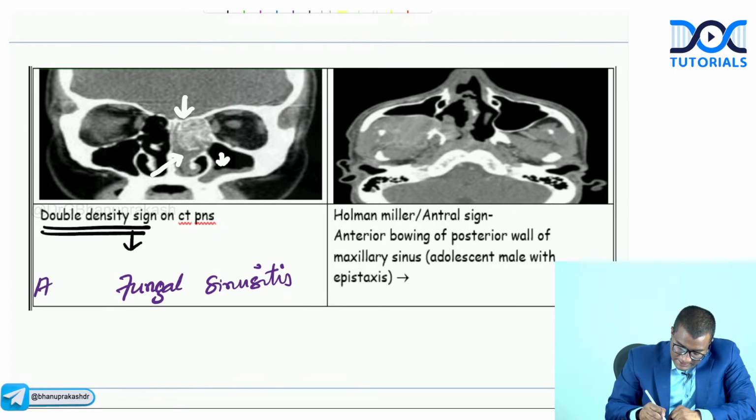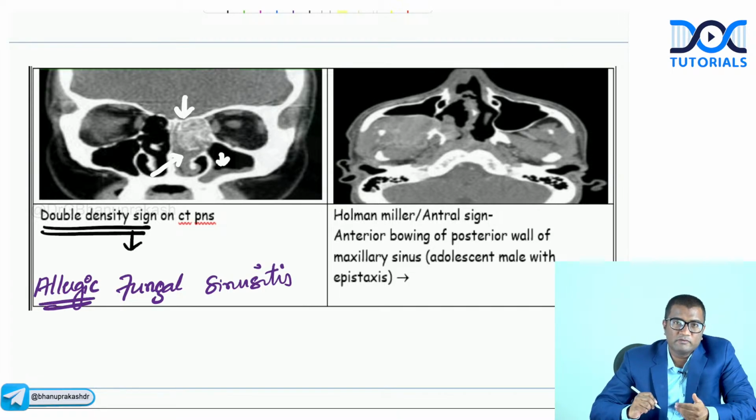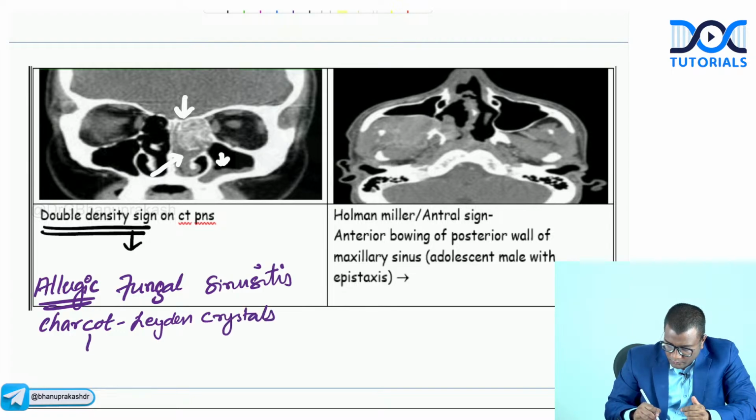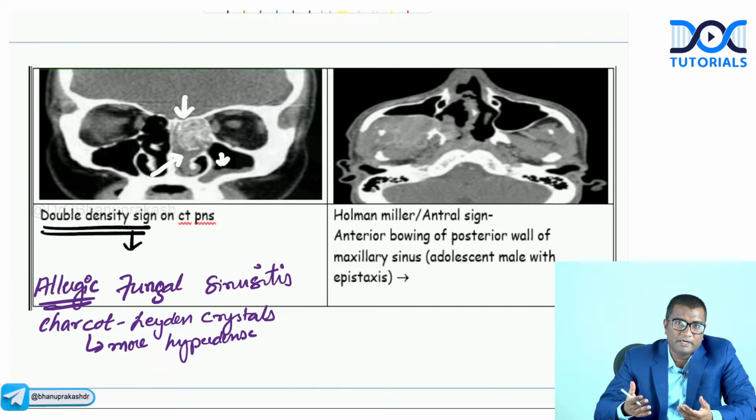is a feature of allergic fungal sinusitis. It is important to remember: we need to give steroids when it is allergic. The Charcot-Leyden crystals that you see in allergic conditions like asthma and allergic fungal sinusitis, right? These are more hyperdense. So you have mucosal thickening and you have these Charcot-Leyden crystals which are more hyperdense. The allergic response, right? So together they form this double density sign.